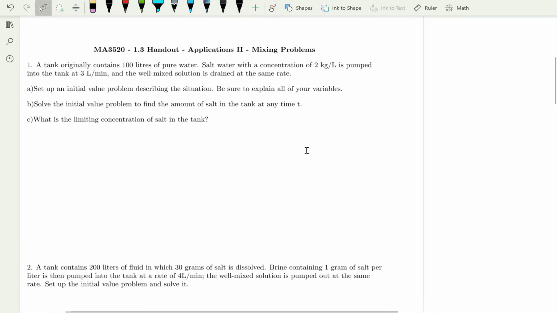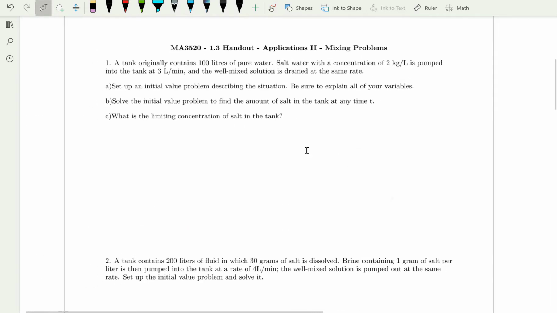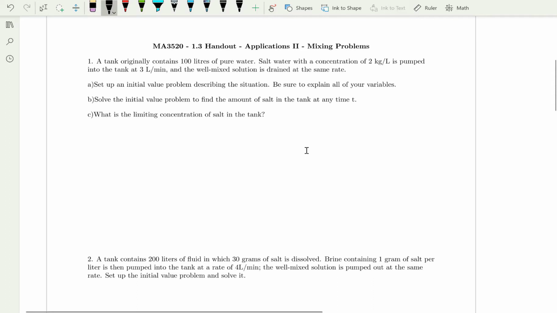So let's look at this first problem and try to solve it. First of all, we have to set up the differential equation. So the differential equation is going to be dA over dt, the rate of change of the amount of salt with respect to time.